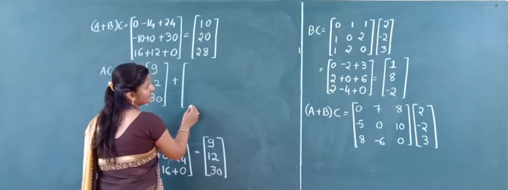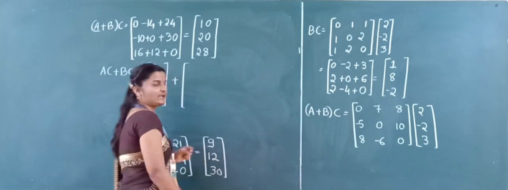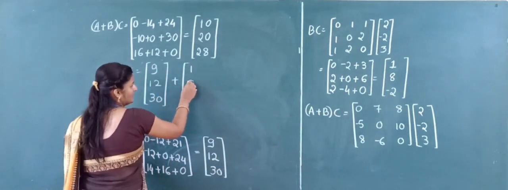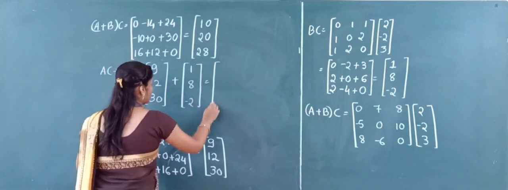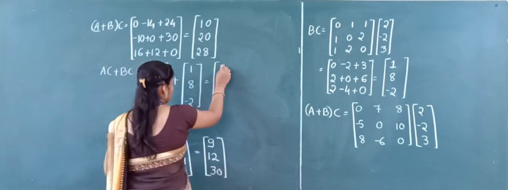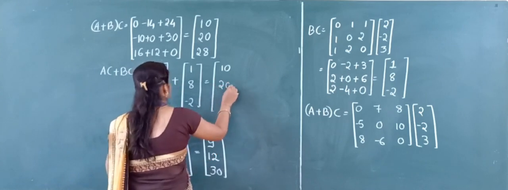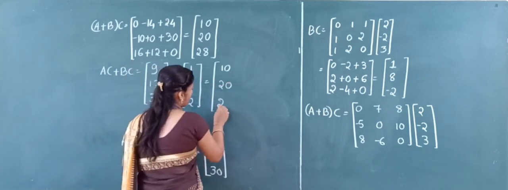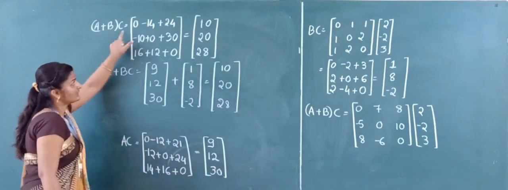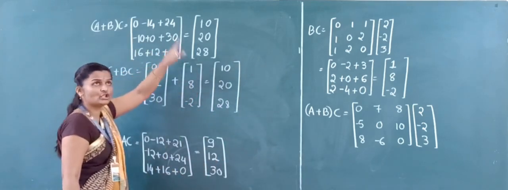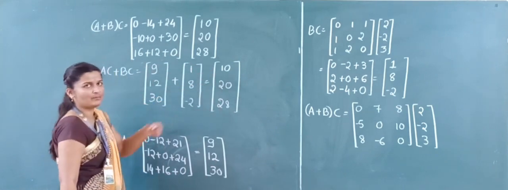What is our final answer? Here is our BC: 1, 8, minus 2. So after adding both, what will you get? 9 plus 1, 10. 12 plus 8, 20. 30 minus 2, 28. So see here, A plus B into C is 10, 20, 28, a one-column matrix. AC plus BC is also 10, 20, 28, a one-column matrix.